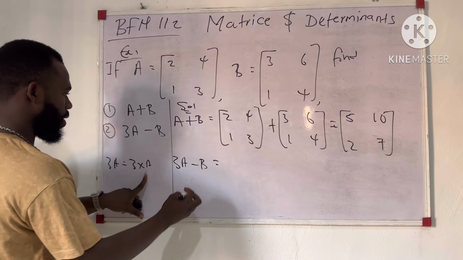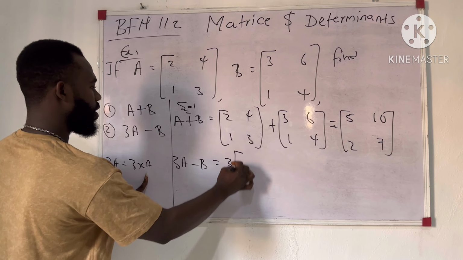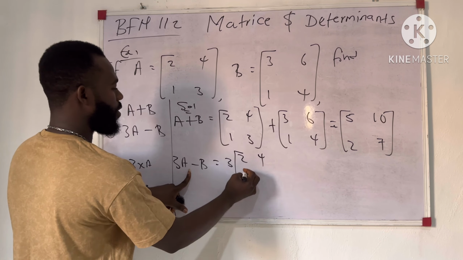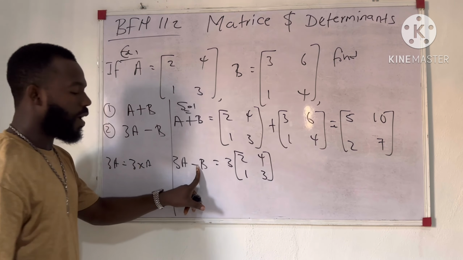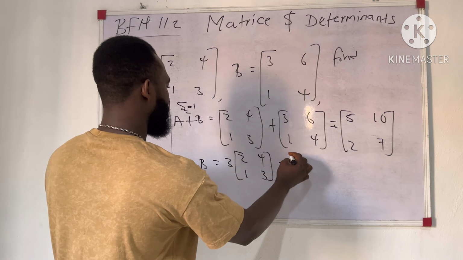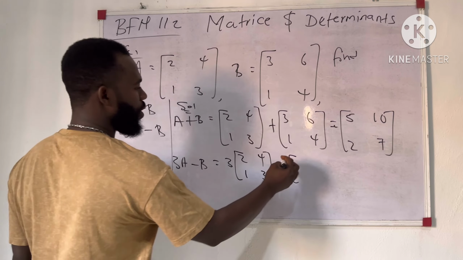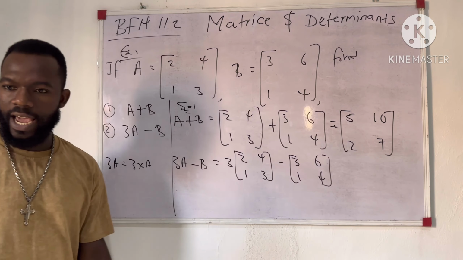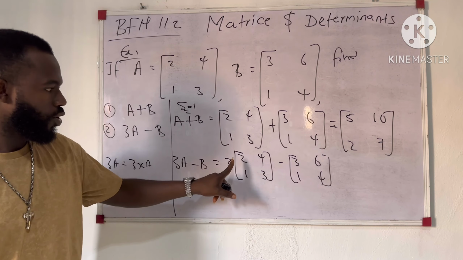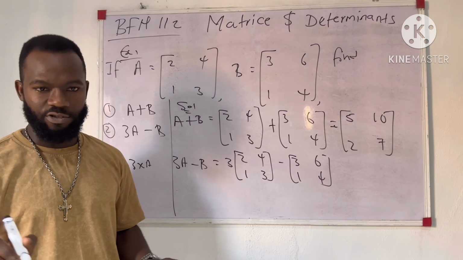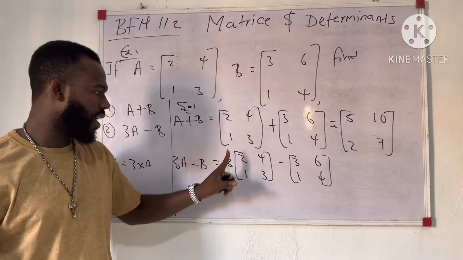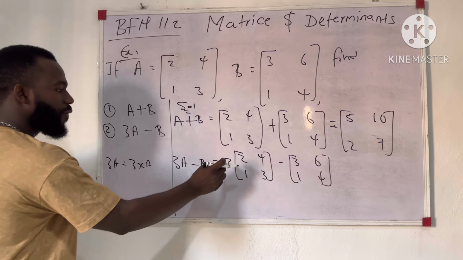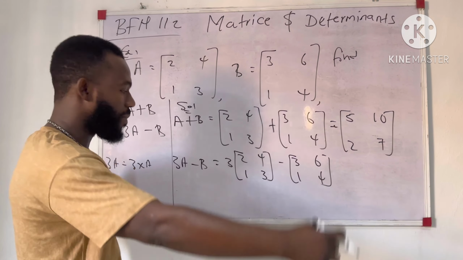It becomes 3 into the matrix of elements of A, which is 2, 4, 1, 3. Now we have our minus sign. Now B becomes 3, 6, 1, and 4. So it is wrong to say 2 minus 3, just like that. Why? Because our matrix A is carrying a number outside, which is 3. So first of all, we have to use this 3 to multiply everything inside the matrix of A.